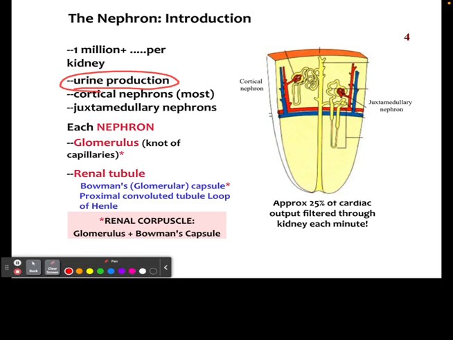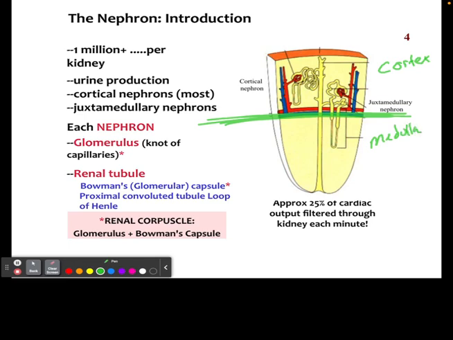And then there are two different types of nephrons. We're going to be focusing on the juxtamedullary one. And this gets its name because it is going to be between, I'm going to put a green line here, this is between the cortex and the medulla.